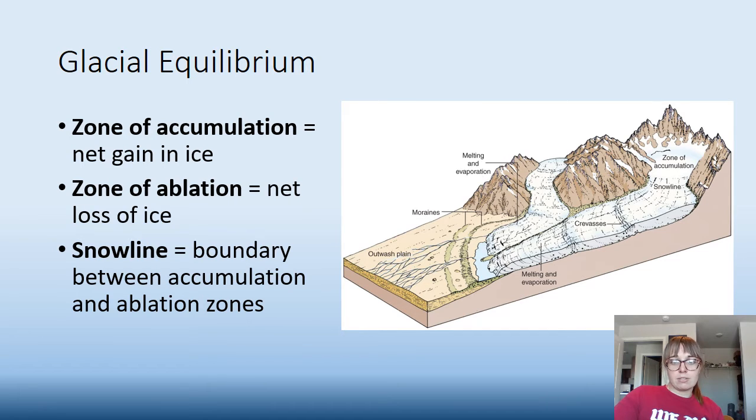And so if we look at this diagram over here on the right, we see our zone of accumulation up here, where we have the white snow. Below that is the zone of ablation, where we have net loss of glacial ice, and then that line I drew for you is the snow line, which is the boundary between the two. So up here at the top, I'll circle the zone of accumulation. Down here is our zone of ablation, and the line between those two is the snow line.